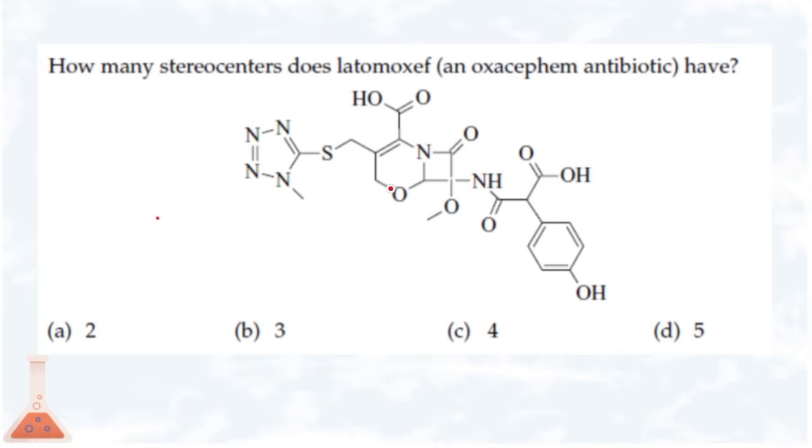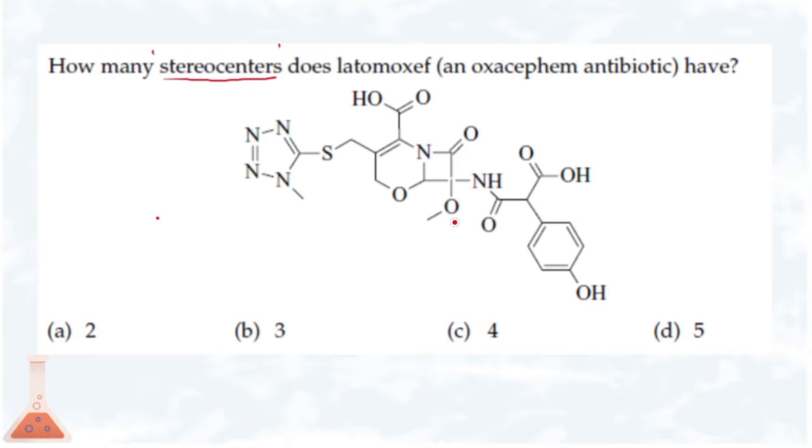Hello students, welcome back. In this video, I'm going to solve questions from isomerism topic. The first question is based on the stereocenters. You are supposed to calculate the number of stereocenters from the given antibiotic molecule. Although this looks complex, it's actually quite easy.